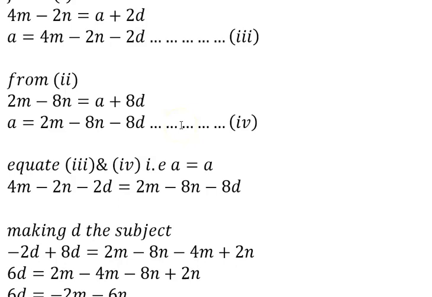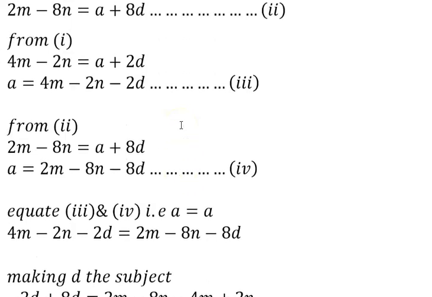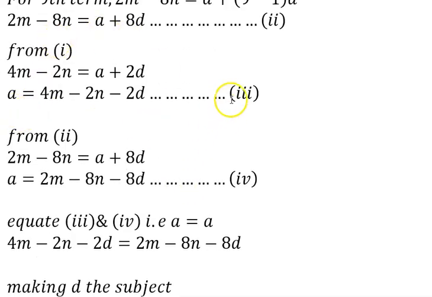Beautiful. So we have made equation 1 to be 3, and we have made equation 2 to be 4. So we can now work with our equations 3 and 4. Let's equate them. If you are equating these, that means we are saying this a equals this a. We are equating 3 and 4.